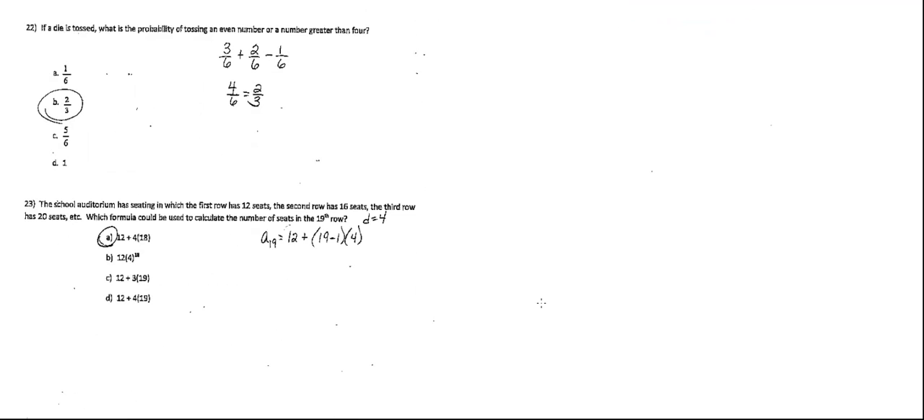Let's see if we have any more. One more. Down here, they're talking about a school auditorium. The first row has 12 seats. The second row has 16 seats. The third row has 20 seats. You can see it's going up by 4, and that makes it an arithmetic sequence. So the first term is 12 in the first row. The pattern is up 4, and they want to know how many are in the 19th row. So you can see that'll simplify to A.